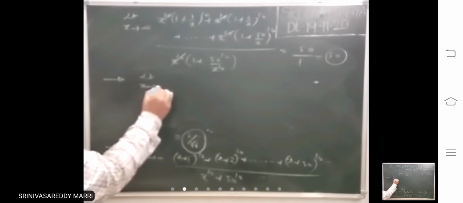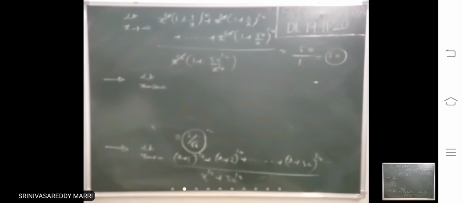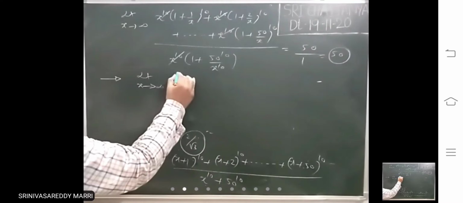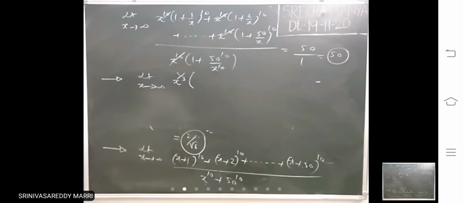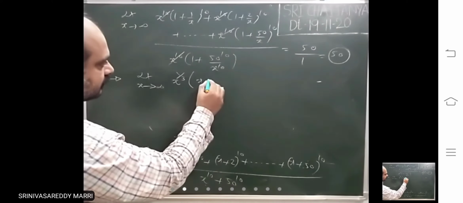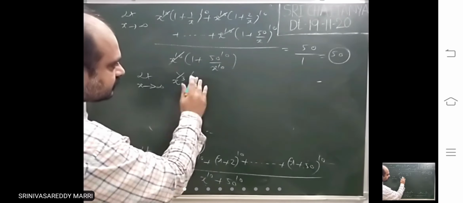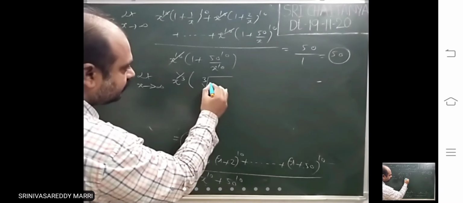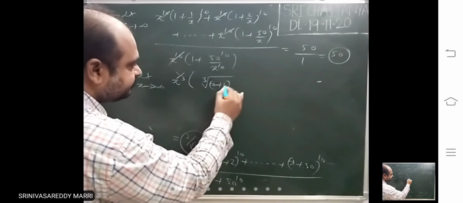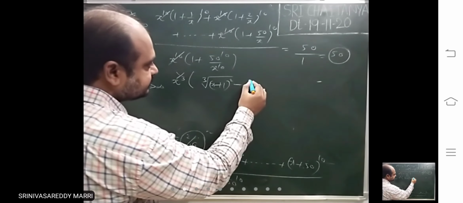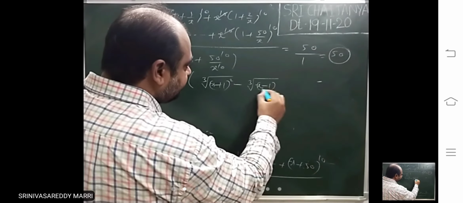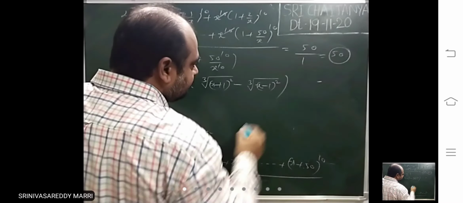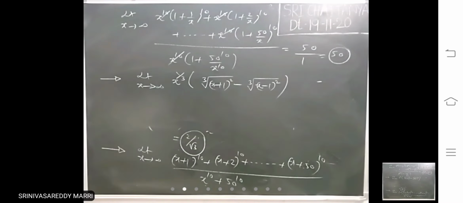Limit x tends to infinity of x^(1/3) into the expression: cube root of (x plus 1) whole square minus cube root of (x minus 1) whole square. Look at this problem.